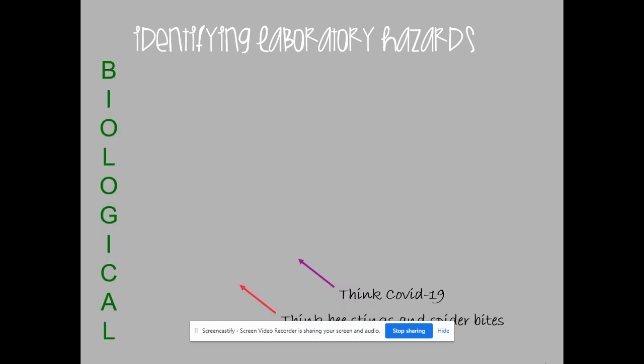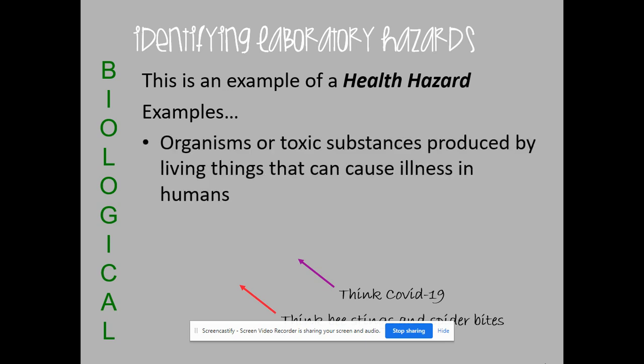Okay, biological. That's the last one. That's a health hazard. Okay, so what are some examples? So organisms or toxic substances produced by living things that can cause illnesses in humans. Okay, so organisms or toxic substances. And you can abbreviate however you want.